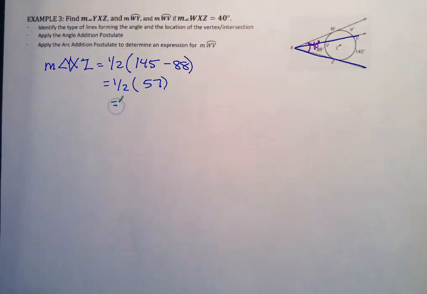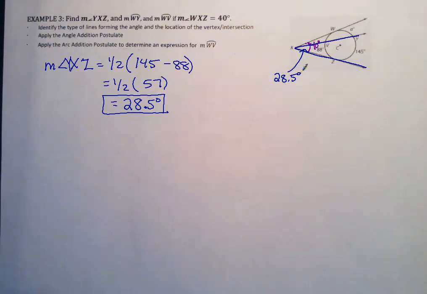Okay, and so what's 1/2 of 57? Hold on, it's not 50. Yeah, I think it is. I didn't do the intermediate step. I just put it all in the calculator. So yeah, 1/2 of 57 is 28.5. All right. So 28.5 degrees is one of our answers. So this one angle is 28.5 degrees.